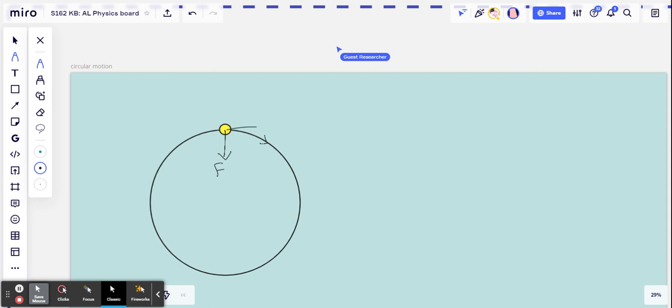And then that force is always going to be perpendicular, at right angles to the motion at the time. That's if it's a circular motion. If it's an ellipse, that's not necessarily going to be the case. But for circular motion, that is going to be the case. Okay, so far so good.